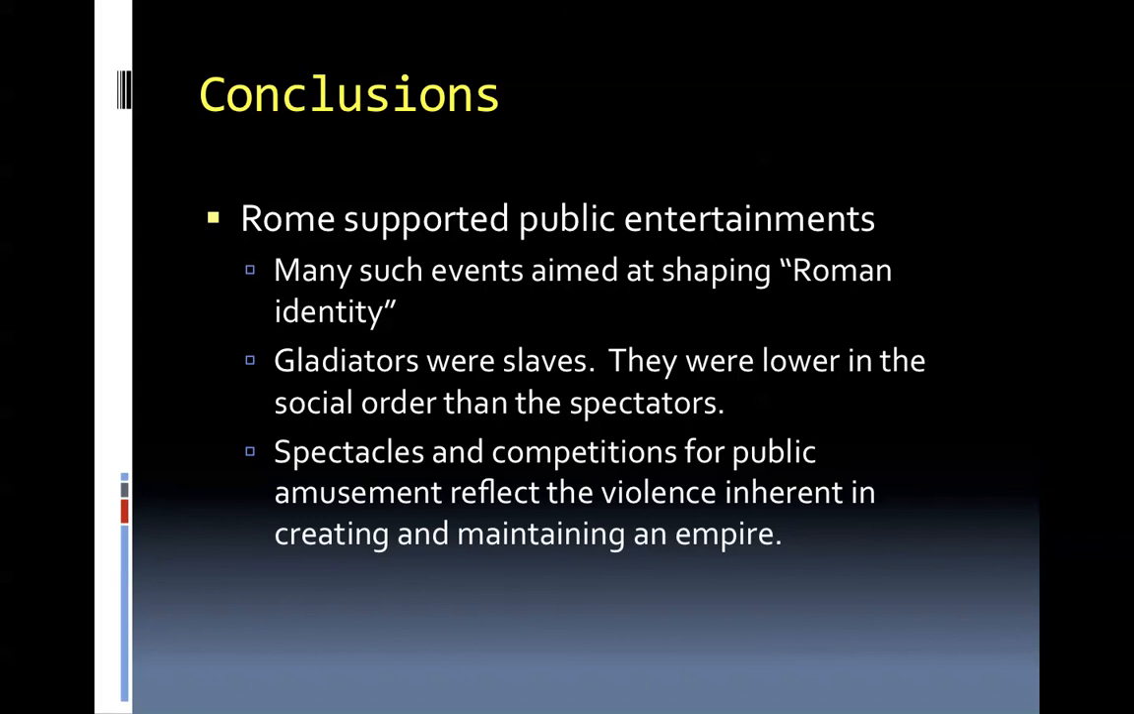When we say aimed at shaping Roman identity, reminding the Romans of their past, reminding the Romans that one must give up one's life for Rome, that one must sacrifice for Rome, and that sacrifice is going to be militaristic, it's going to be violent. Spectacles and competitions for public amusement reflect the violence inherent in creating and maintaining this empire.